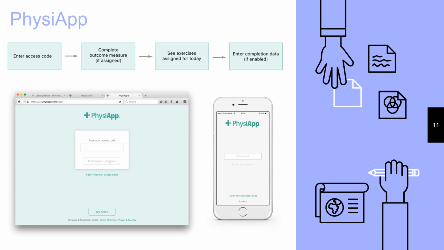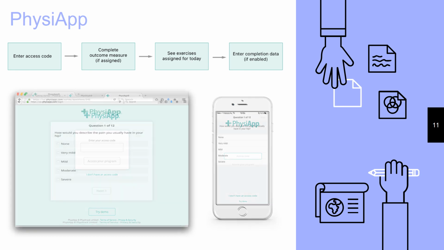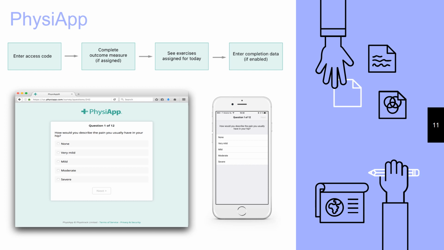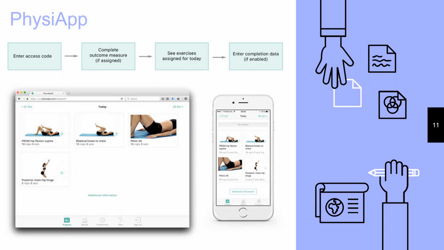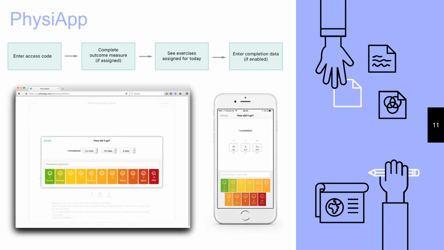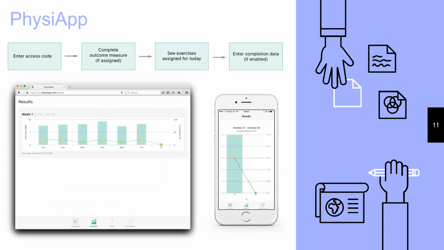How patients use Physiapp. They start off by entering the access code that's been sent to them via email. Once the access code's been entered, if these have been assigned, they complete any outcome measures. The patients will then be able to see the exercises that have been assigned to them, record reps and sets that they've been able to complete, and they can also look back at their adherence over a set period of time.